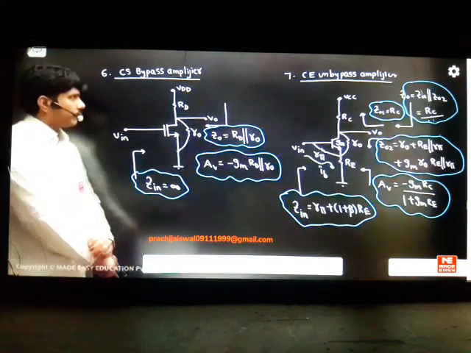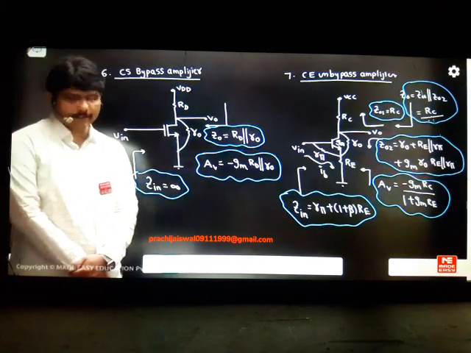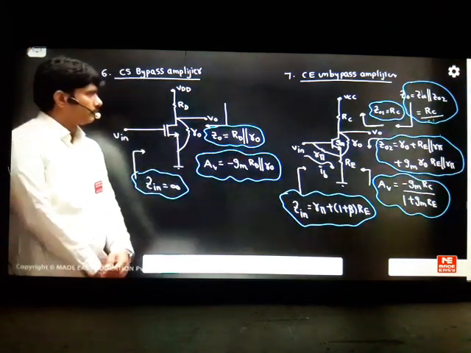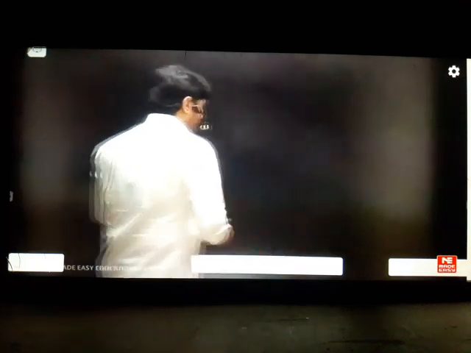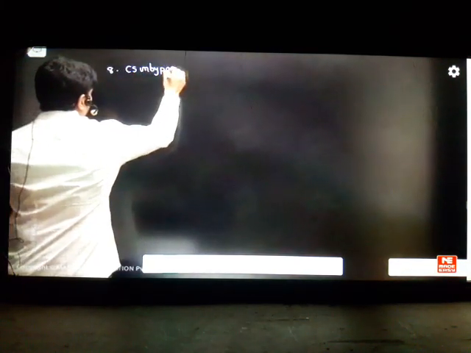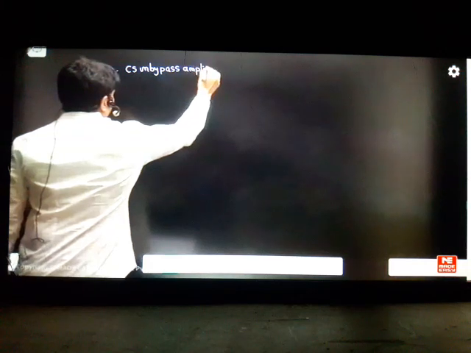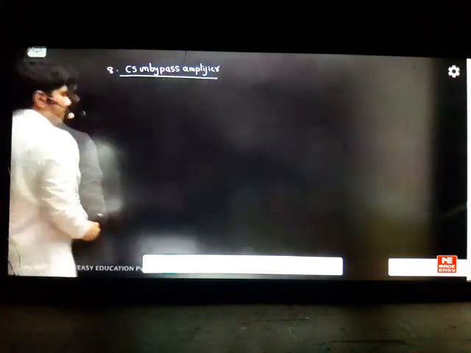Now we are going to the 8th topic, that is common source and bypass amplifier. The 8th point is common source and bypass. The next one we are moving to is the 8th one, common source and bypass amplifier.